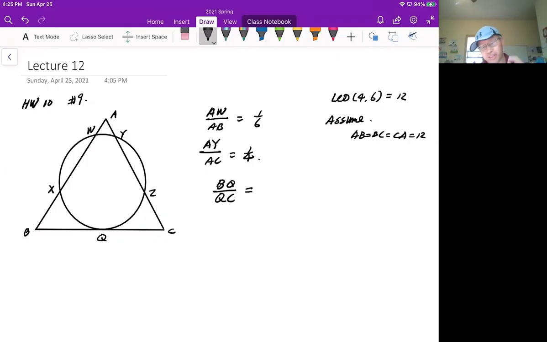And now I just assume that the triangle ABC has a side of 12. Why do I choose 12? Because of the ratio here, right? The denominator is 6, and the other one is 4. The common denominator is 12. So that makes things much easier, right?